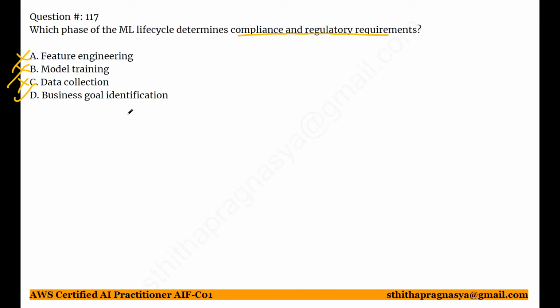Identifying business goals is the initial phase where the overall objectives of the ML project are defined. This includes assessing compliance and regulatory requirements to ensure that the project aligns with legal and ethical guidelines. These requirements often drive decisions across the ML lifecycle. So option D is the right phase, where compliance and regulatory considerations are typically determined. So the answer is D.